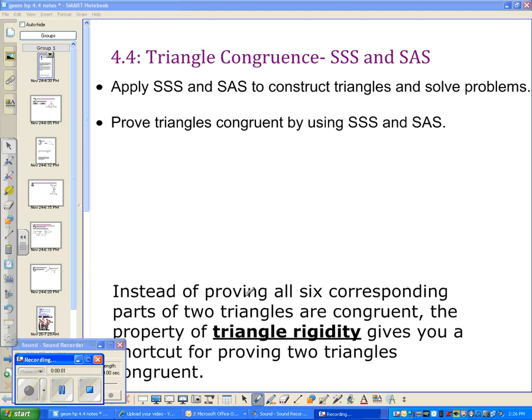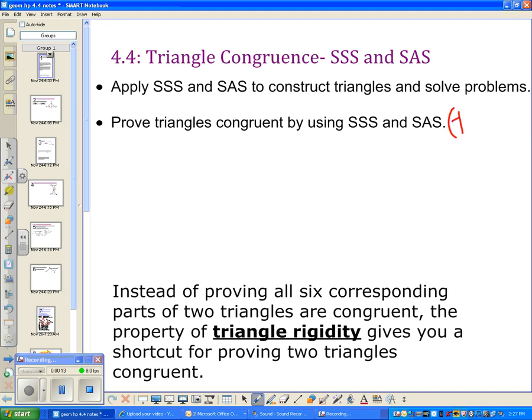Okay, 4.4, we're talking about triangle congruency again. And the big objective today is to talk about SSS and SAS and what those really mean. We'll be doing proofs again tomorrow in class, not today.